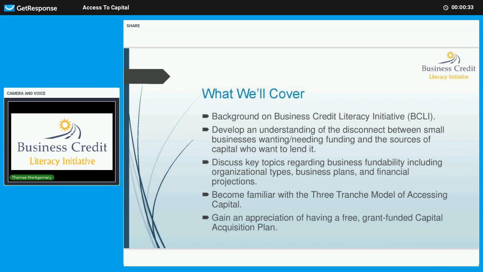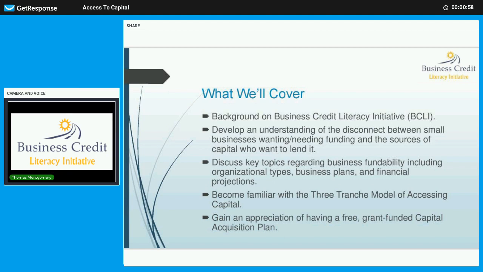What we're going to cover is first, some background on our nonprofit, Business Credit Literacy. Secondly, we're going to develop an understanding of the disconnect that exists between small businesses that are looking for capital and the sources of capital, such as banks and credit unions, that want to lend it. Thirdly, we're going to discuss key topics regarding business fundability.